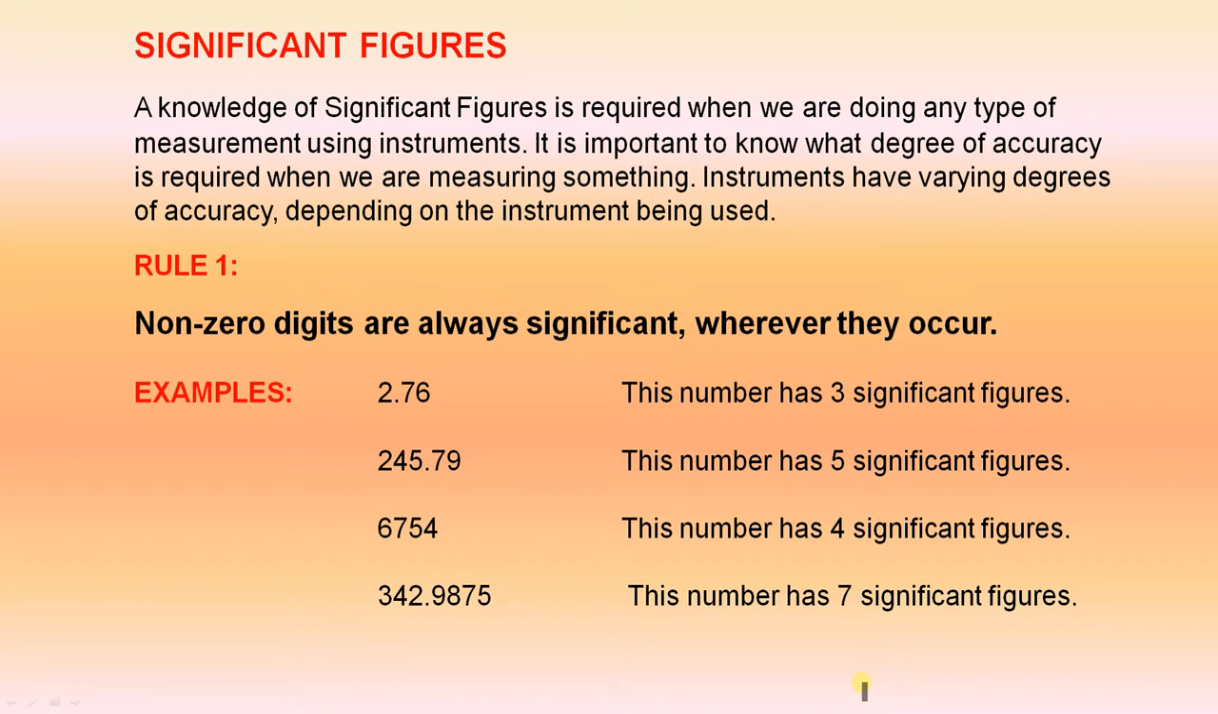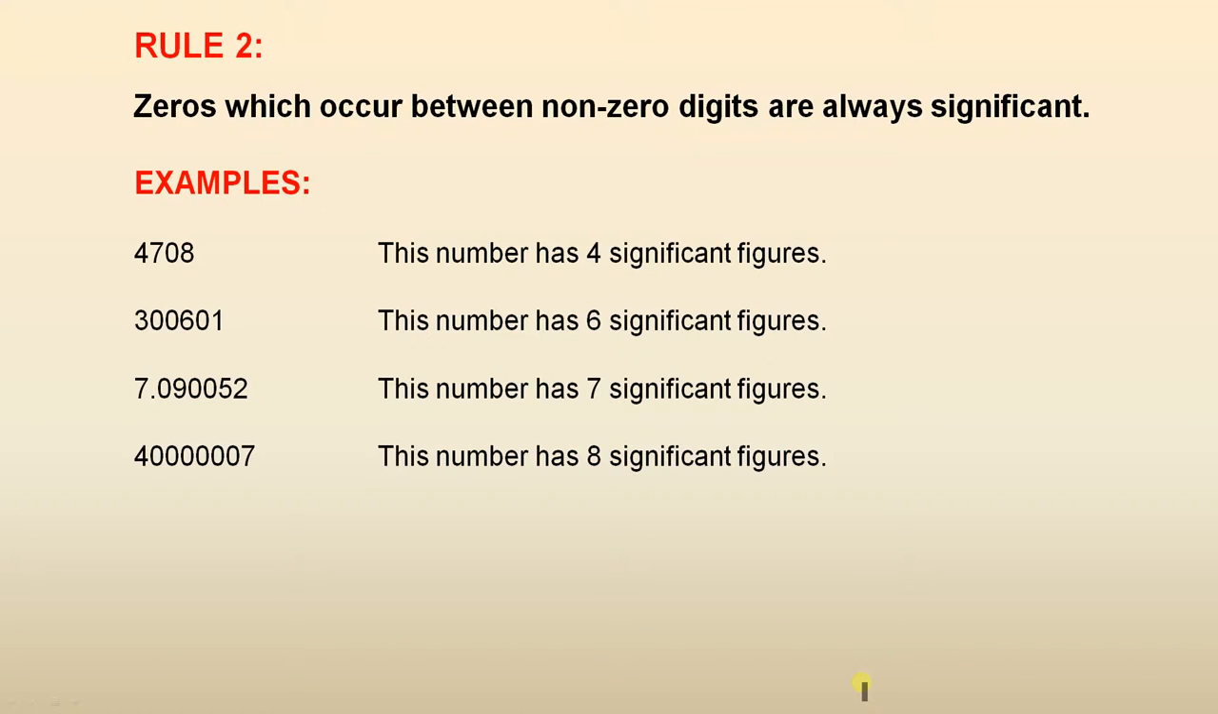Very straightforward. Rule 2. Zeros which occur between non-zero digits are always significant. This is also very straightforward. See this 0 occurring between the 7 and the 8? It is significant. That's why you have four significant figures, because we know the 4, the 7 and the 8 are significant because they're non-zero digits, so there's 4 altogether.